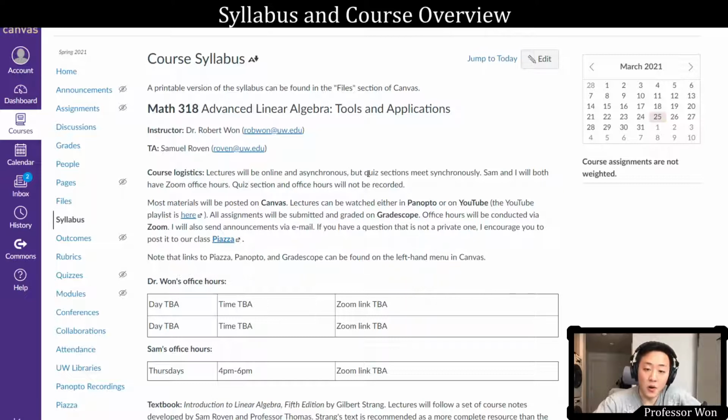That said, you're also all enrolled in a quiz section, and those quiz sections do meet synchronously with your TA. Sam and I will also both have Zoom office hours at various times throughout the week. Once I figure out exactly what they are, I'll put links and times down here. You can just click the Zoom link to get there. Just a note that quiz sections and office hours will not be recorded, so you really want to go to those live.